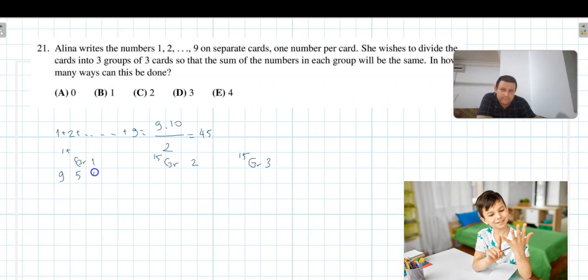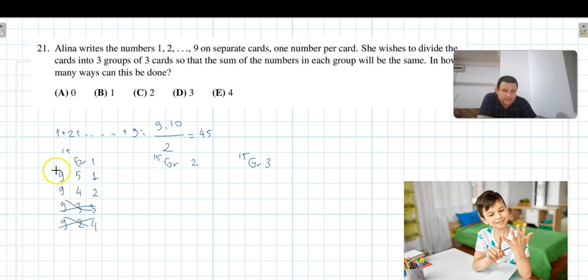5, 1. Okay, and then the other possibility, if we have 9 here, so it's going to be 4, 3. Sorry, 4, 2. Okay, so we cannot write 9, 3, 3 because it's not possible to have the same cards. There is just one 3, and then 2, 4 is the same as 9, 4, 2. 9, 2, 4 is going to be the same.